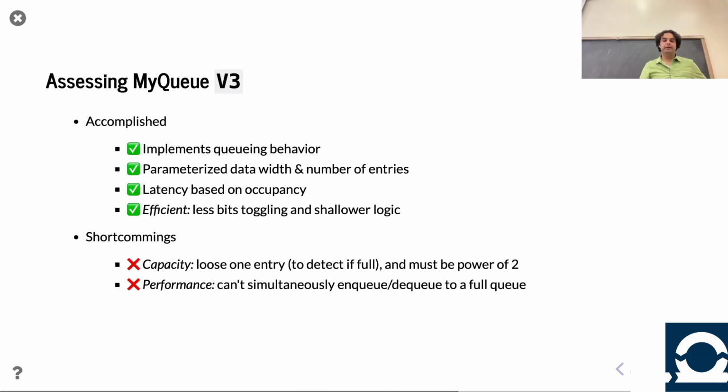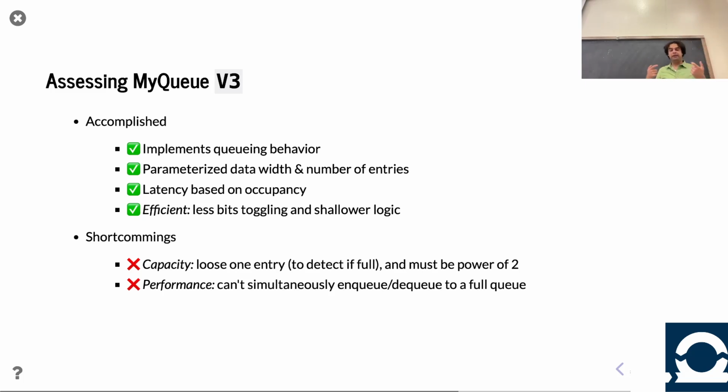So take score again. It's a queue, right? Parameterize data with the number of entries like before. Like the priority encoder based one, latency based on occupancy, that's really good. But unlike the priority queue one or V2, it's more efficient, right? There's less bits toggling, right? We simply just write the data once and it stays put until we pull it back out.